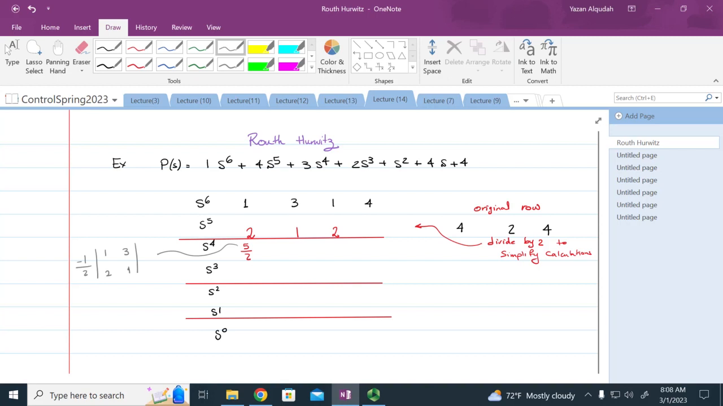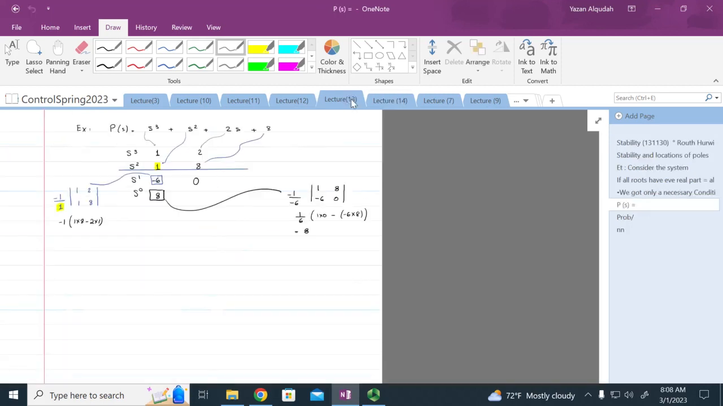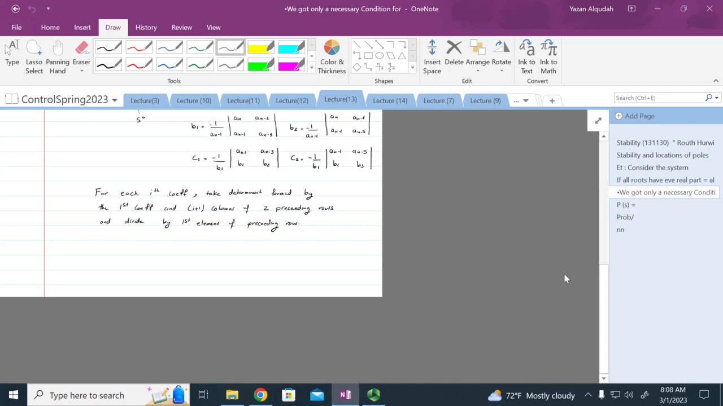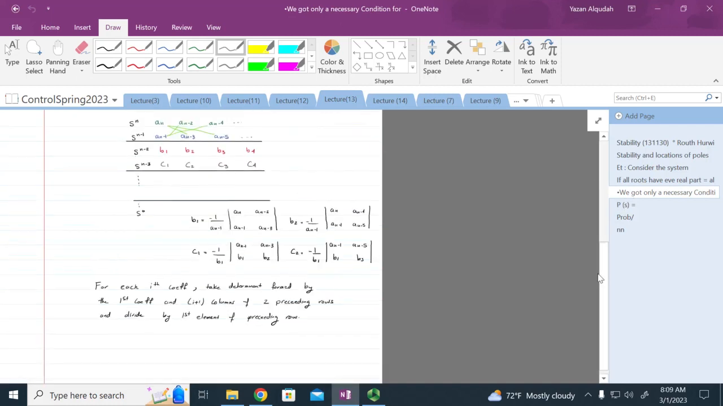What is the second entry? I'm sorry, where did the negative 1 half come from? Negative 1 comes from the expression divided by the first entry here. This happens to be a 1, so we had a 1. But in general, it's negative 1 over a_{n-1}.